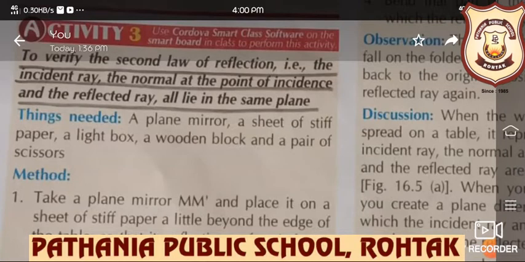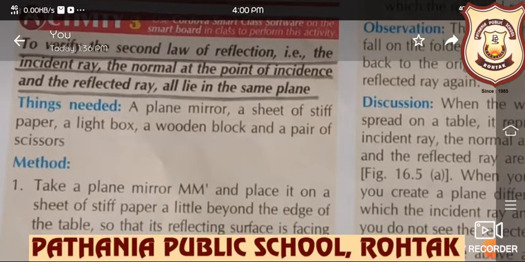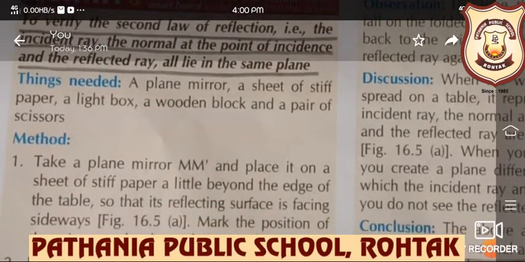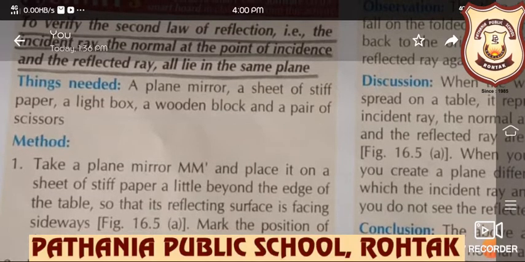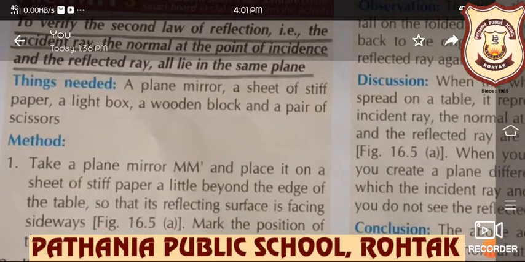Now, let us move to activity 3. We have to verify the second law of reflection, that the incident ray, the normal at the point of incidence, and the reflected ray lie in the same plane. What we require: a plane mirror, a sheet of stiff paper, a light box, a wooden block, and a pair of scissors. So these things are required.